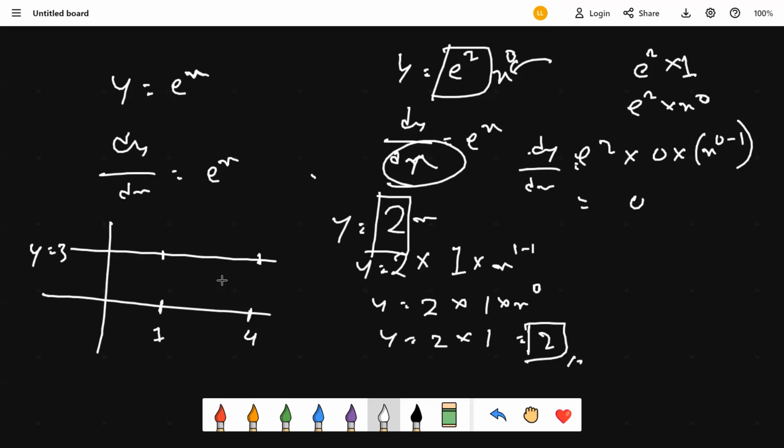So if we want to find this gradient, using the equation m equals y2 minus y1 divided by x2 minus x1, we should get 3 minus 3, because here we have, okay, let me write the coordinates, (4, 3), and here we have (1, 3), isn't it? So y2 is 3, y1 is 3, so 3 minus 3 divided by x2 minus x1, which is 4 minus 1. And in the numerator, we get 0 divided by 3.